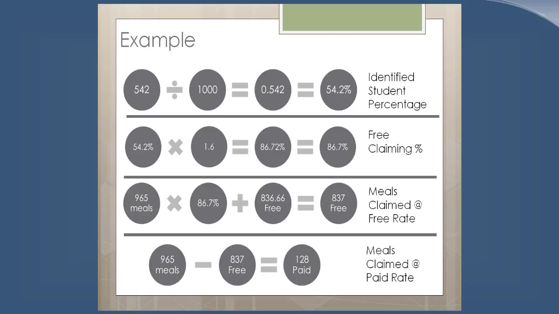The next question we received: if the program is on CEP, that's on CEP is self-sufficient, does the general fund have to transfer money? Unless they are claiming 100% free for CEP, the expectation would be that they would need to transfer money from the general fund to the nonprofit food service account to cover the cost of the students at the paid reimbursement rate.